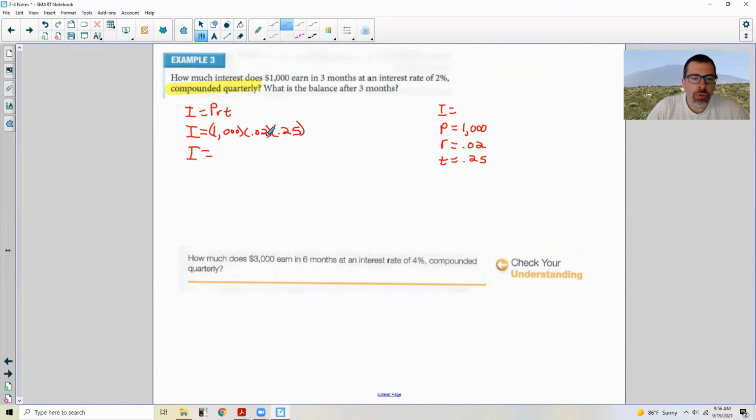Okay, so 2% of 100 is $2. So 2% of 1,000 is $20. $20 times a quarter or divided by 4 is 5. So the interest earned was $5, but it says, what is the balance after 3 months? So the balance is going to equal principal plus interest. So therefore, the $1,000 plus $5 equals $1,005 after 3 months.